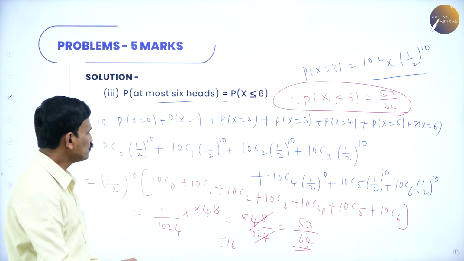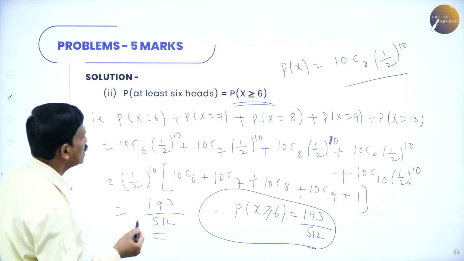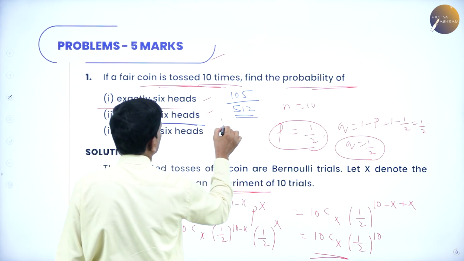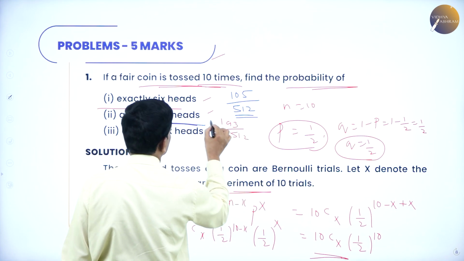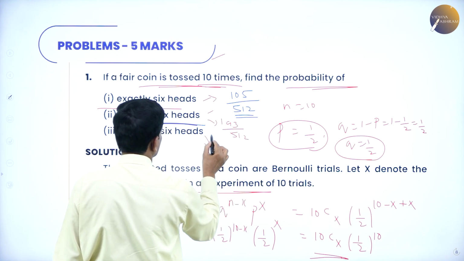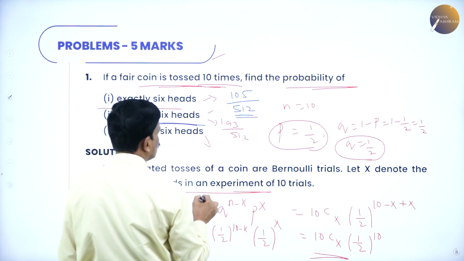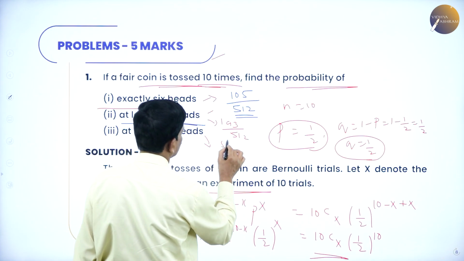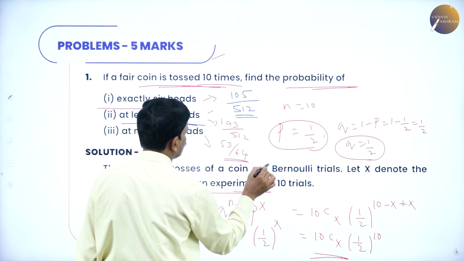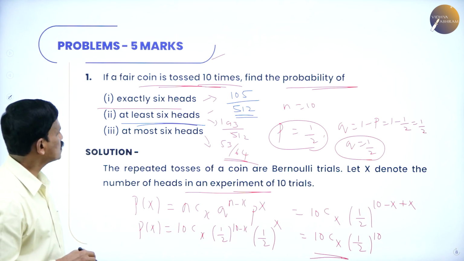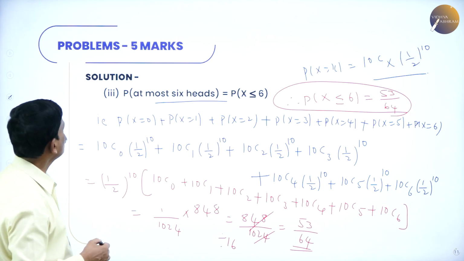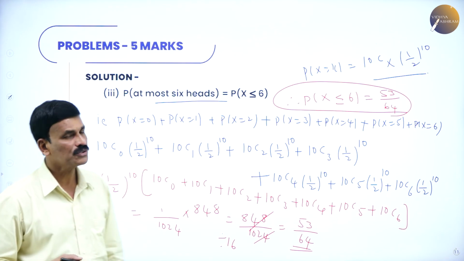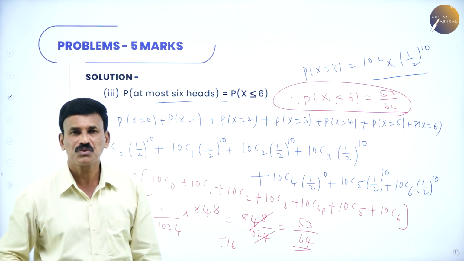Followed? See here. So therefore for x greater than or equal to 6, it is 193 by 512 for the first case, and for the last case, what is the answer we got? 53 divided by 64. So this is the required answer. Probability of at most 6 heads, P of x less than or equal to 6, is equal to 53 divided by 64.